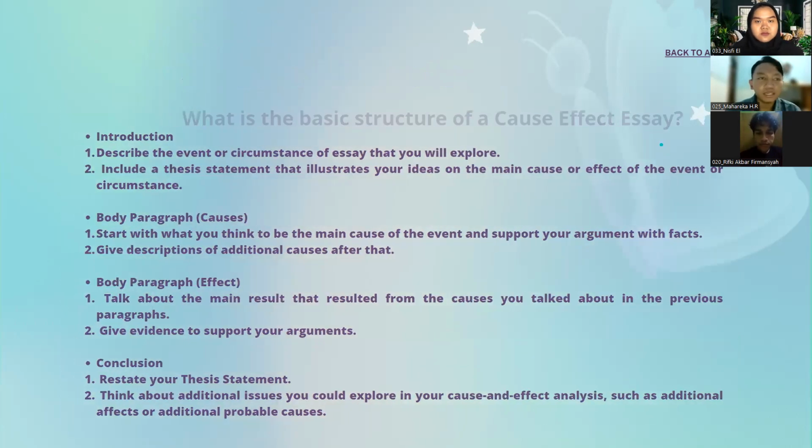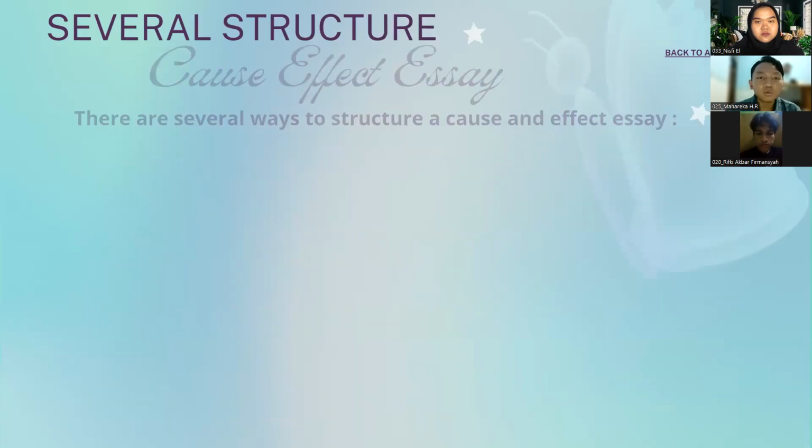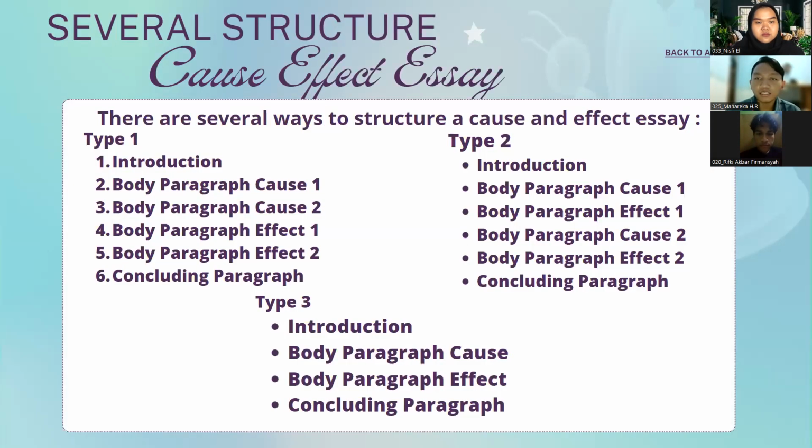And the next topic is several ways to structure a cause and effect essay. The first one, type 1. Introduction, body paragraph cause 1, body paragraph cause 2, body paragraph effect 1, body paragraph effect 2, and the last one is the concluding paragraph.